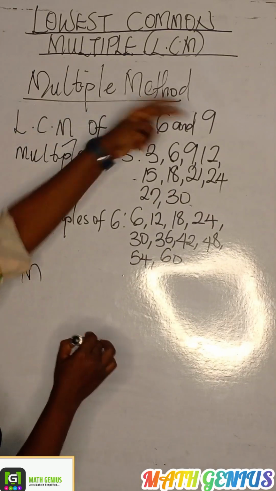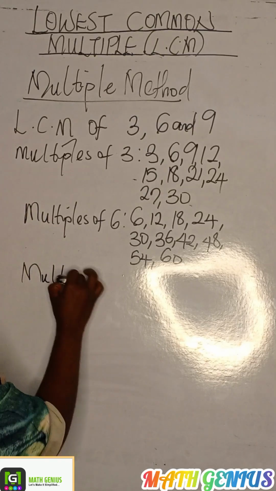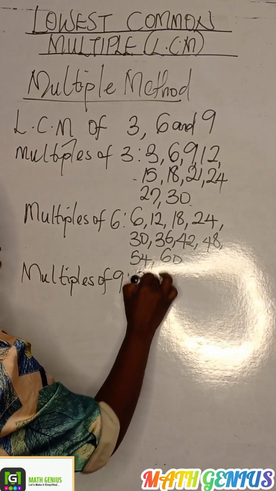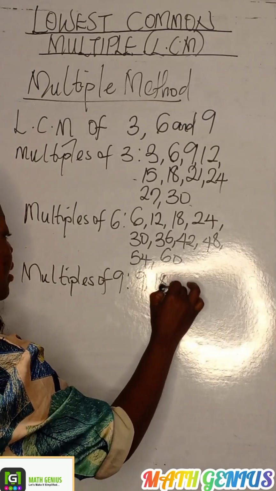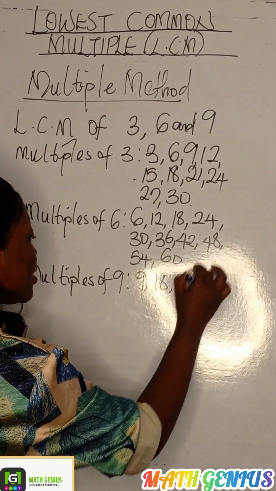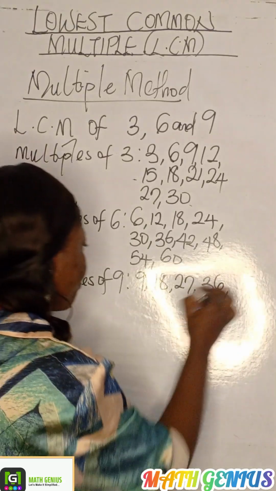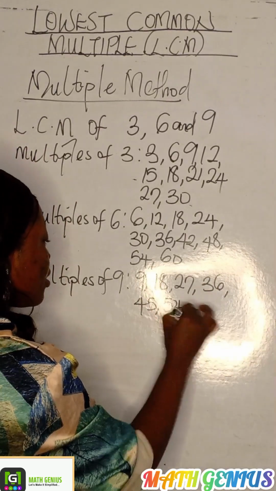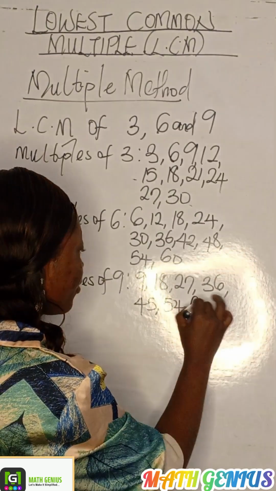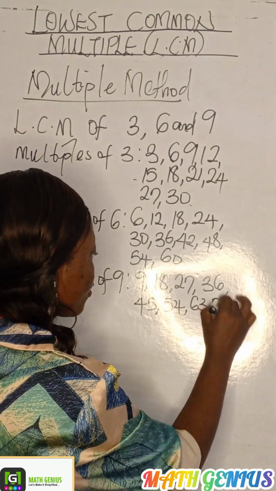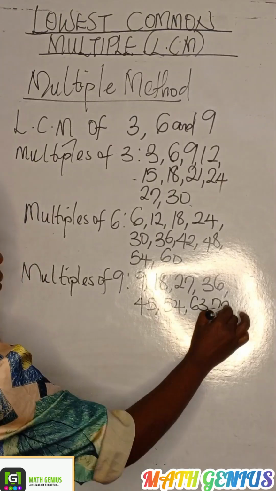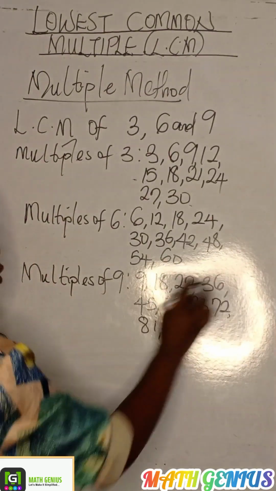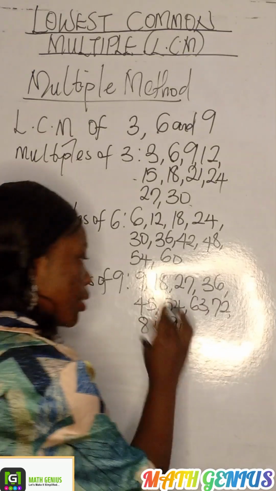We have 3 numbers there, so we'll do the next, multiples of 9. 9, 18, 27, 36, 45, 54, 63, 72, 81, 90. 1, 2, 3, 4, 5, 6, 7, 8, 9, 10.